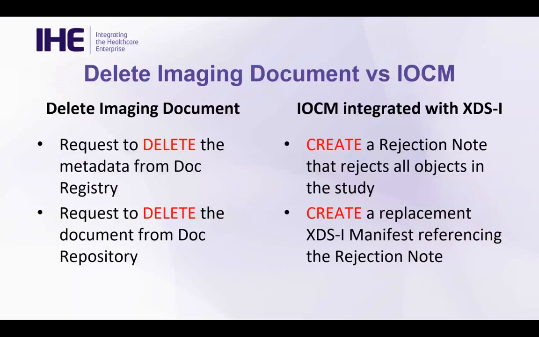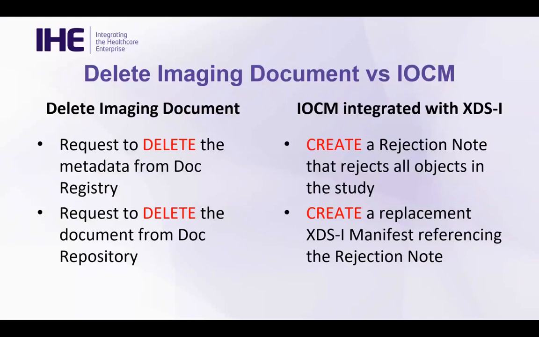What I don't understand is there was an XDS-I manifest pointing to 3 series. Yep. What happened to that manifest? Is it now becoming deprecated and replaced by the IOCM object? That's not by the IOCM object.